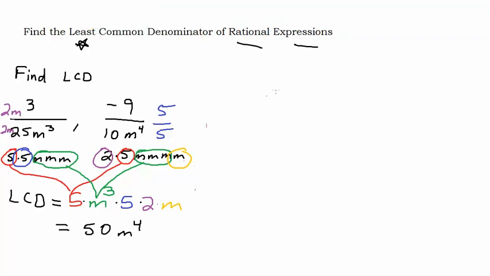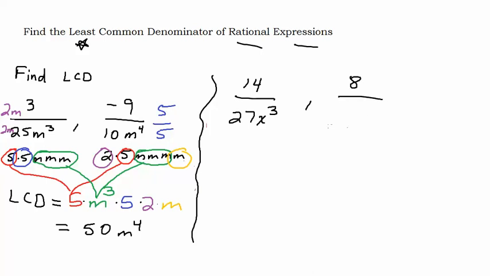All right, let's try another one. I have about 4 more examples I'd like to do because these really can get different. There's lots of different types. So let's say we have 14 over 27x to the third, and then 8 over 9a minus 45. So here's my first minus I have here.